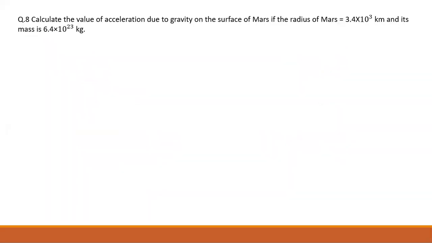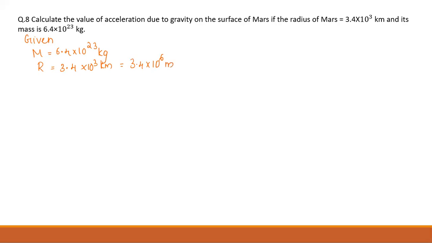Question number 8. Calculate the value of acceleration due to gravity on the surface of Mars if the radius of Mars is 3.4 into 10 raised to 3 kilometer and mass is 6.4 into 10 raised to 23 kilograms. So here we want to find out acceleration due to gravity on Mars. Mass is given, m is equal to 6.4 into 10 raised to 23 kilogram. Radius is given, 3.4 into 10 raised to 3 kilometer, so this we can write as 3.4 into 10 raised to 6 meter.